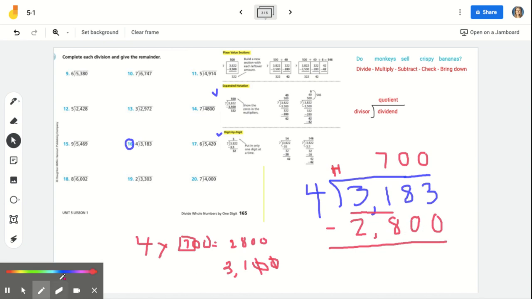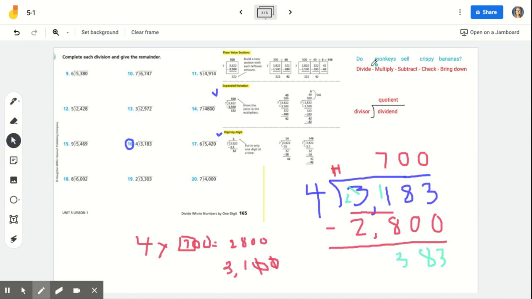Okay, and now we're going to subtract. This involves a little bit of a longer subtraction than digit by digit. What is 3,183 minus 2,800? Go ahead and try it. Did you get 383? Okay, great job.